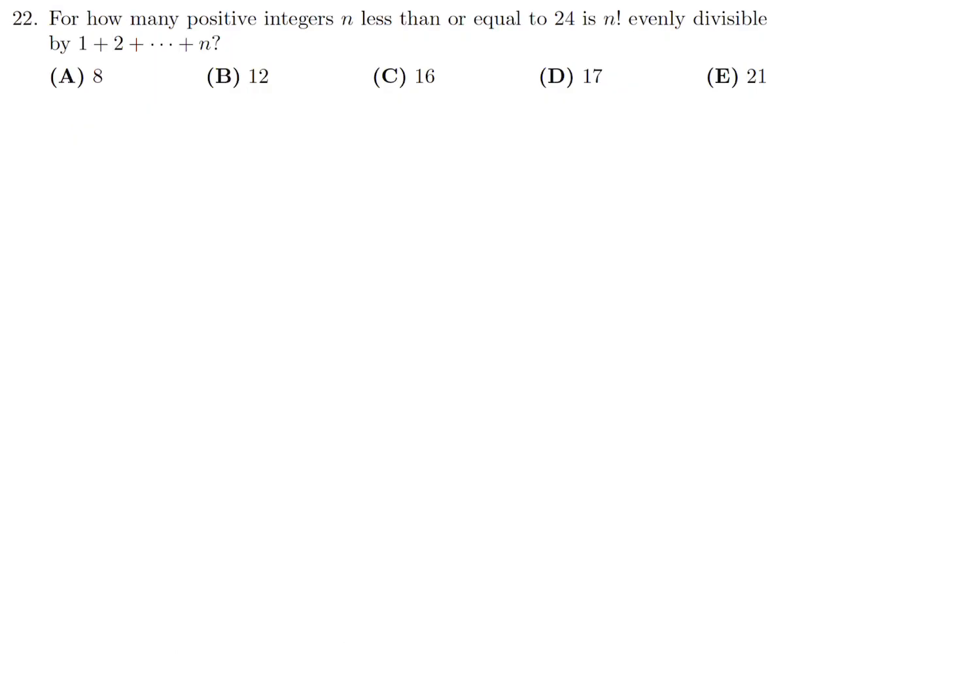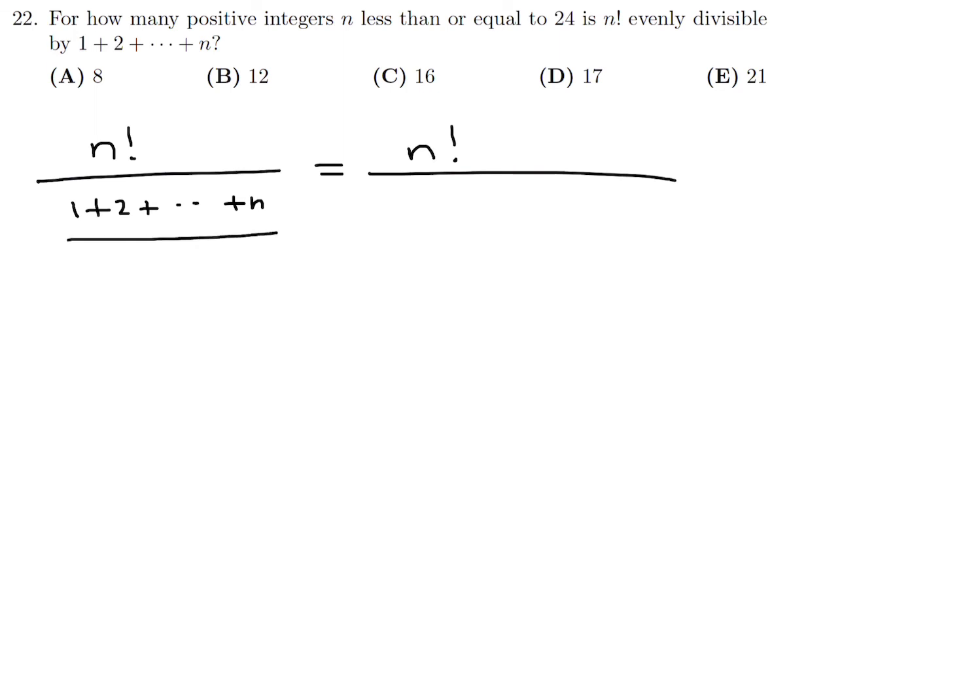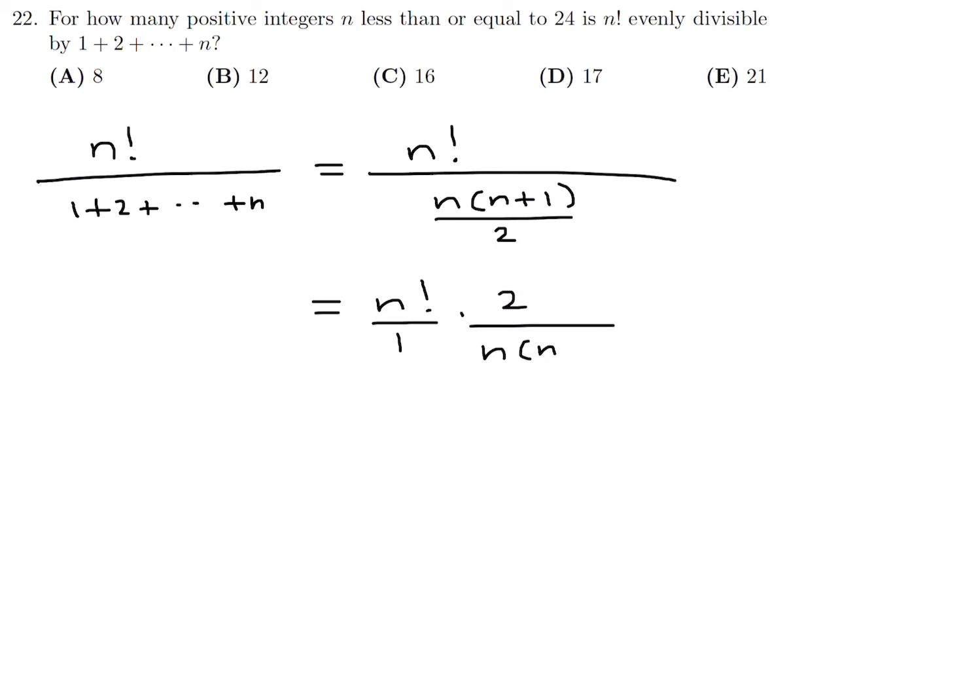For how many positive integers n less than or equal to 24 is n factorial evenly divisible by 1 plus 2 all the way to n? So we want n factorial to be divisible by 1 plus 2 plus up to n. Well, I'm sure you remember that if you have the sum of consecutive numbers up until n, that can be calculated with the formula n times n plus 1 over 2. So this is n factorial over 1 times 2 times n plus 1 if you invert and multiply.